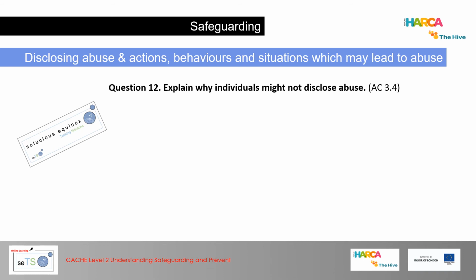Question 12 is asking you to explain why individuals might not disclose abuse. So remember, individuals might not disclose abuse because of fear, victim shaming. There may be doubts, maybe because of their gender. If they're male, they may not wish to disclose the abuse because the person carrying it out is female.